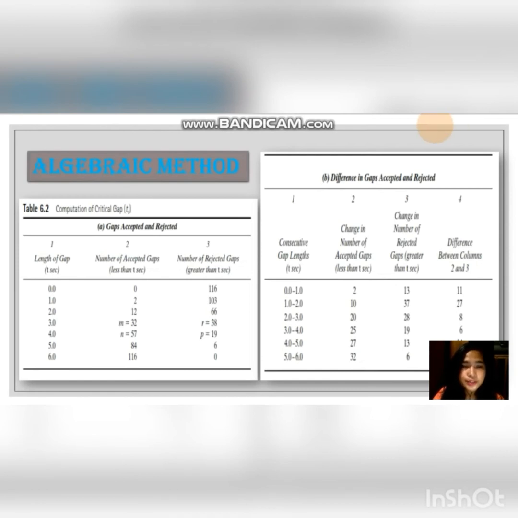For our algebraic method, we have here our Table 6.2, computation of critical gap, or TC. For our A, we can see here our gaps accepted and rejected. Column 1 contains the length of gap in t seconds, column 2 the number of accepted gaps less than t seconds, and column 3 the number of rejected gaps. So we need these data here to calculate our critical gap.